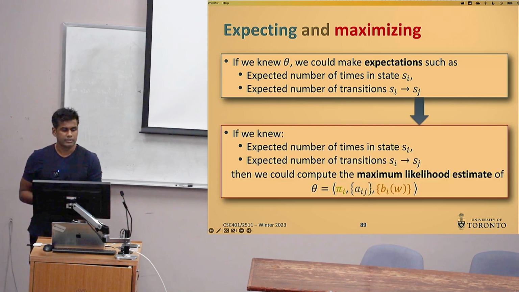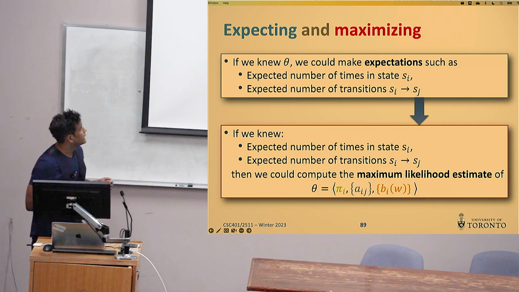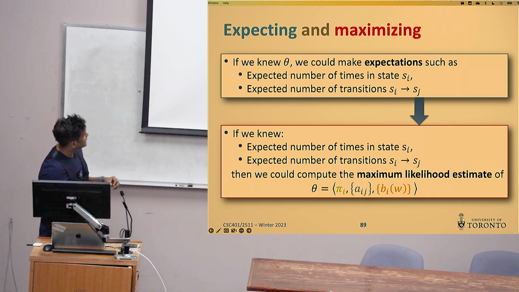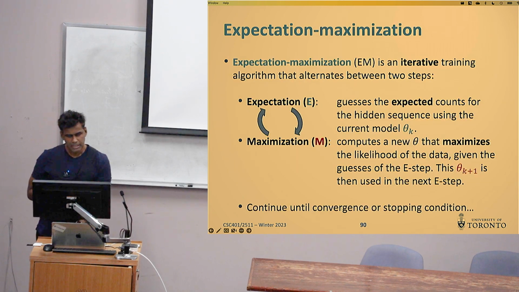We can do it as a 2-step iterating process. In the expectation phase, given our current theta k at iteration k, we get the expected number of times we're in state i and the transition expectations. Then we use that in the maximization step to calculate theta k plus 1, and then we go back to the expectation step and so on. We have seen the expectation and maximization steps and their duties.